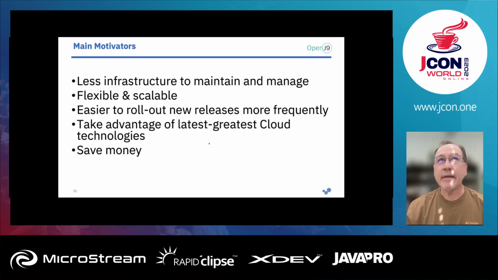And what are the motivations for doing this? Well, once we get off-prem, we have less infrastructure to maintain and manage. It provides us more flexibility and scalability. It's easier to roll out new releases because when we break that monolith down into loosely coupled microservices, we could update individually those microservices without affecting others. So it's easier to do that. And also, once we're on the cloud, we can now take advantage of all the latest, greatest technologies that are coming out. And we all know that the cloud changes constantly with new, better ways to do things. And ultimately, from a company standpoint, we think we're going to save money.